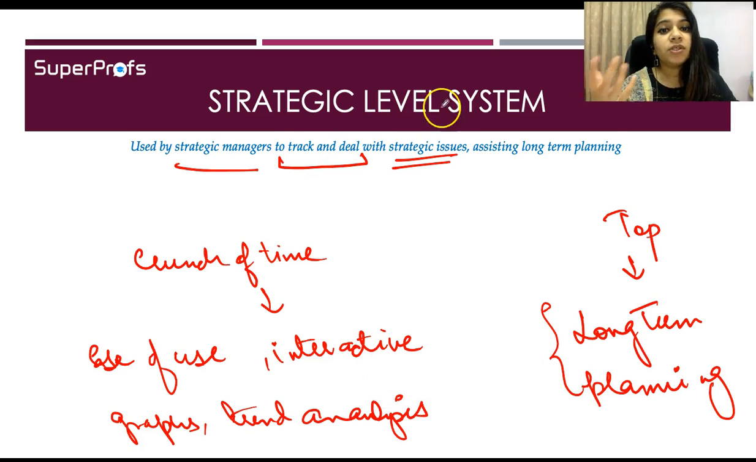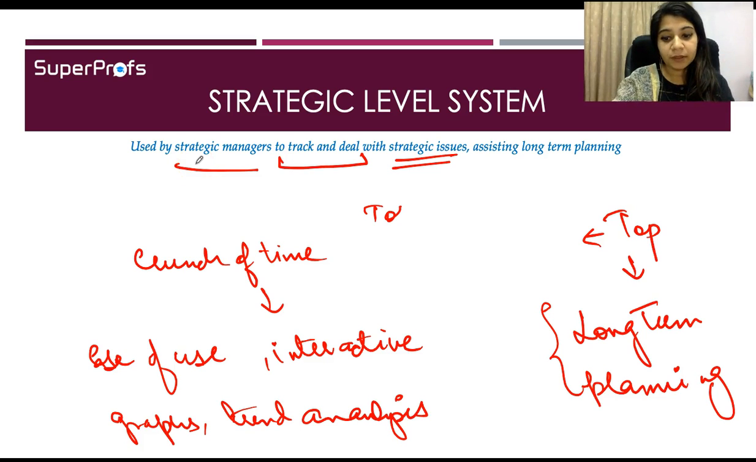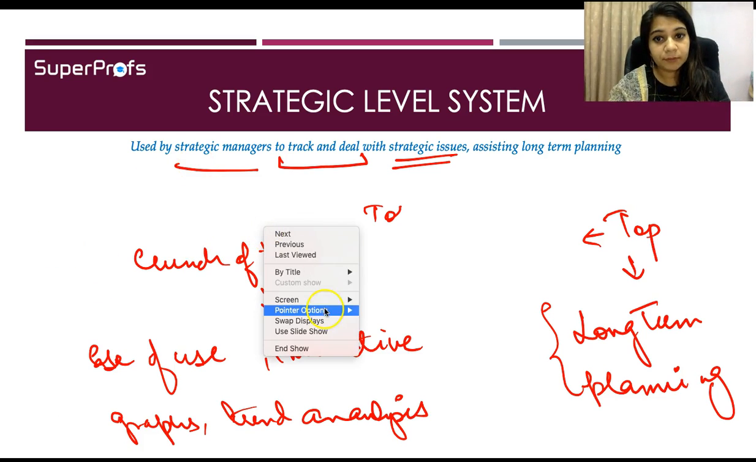Why? Because the top level managers will not have a lot of time to look at detailed reports and read and understand them. What they want is data which is readily understandable, depicted in a format which they can just go through and understand. So the information systems at this level are very easy to use, and they are used for long term planning.